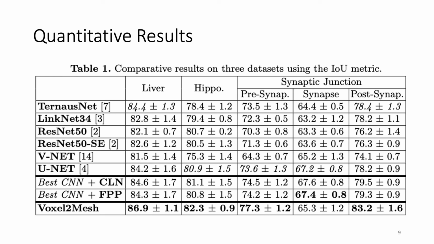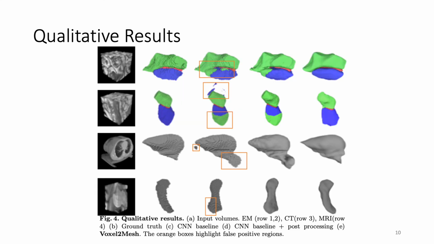Now we present a summary of results on 3 different datasets acquired using CT, MRI, and electron microscopy imaging modalities respectively. In all instances, with the exception of synaptic junction, it achieves the best performance. Here are some qualitative results from the Voxel2Mesh architecture. As shown with orange boxes, voxel-based approaches like the U-Net tend to produce false positive regions in their output. But Voxel2Mesh can easily avoid this since we introduce a strong prior about the final topology of the structure by starting with a sphere, or a set of spheres if it's a multi-class segmentation problem.